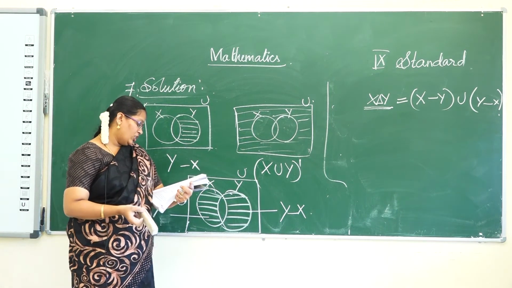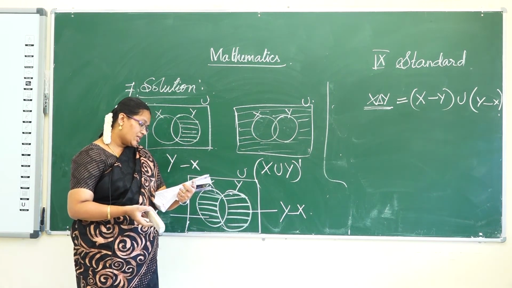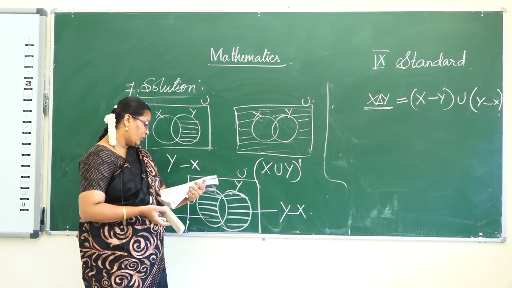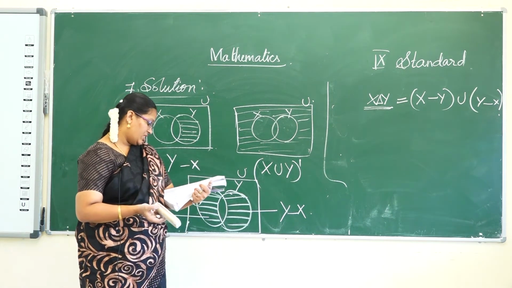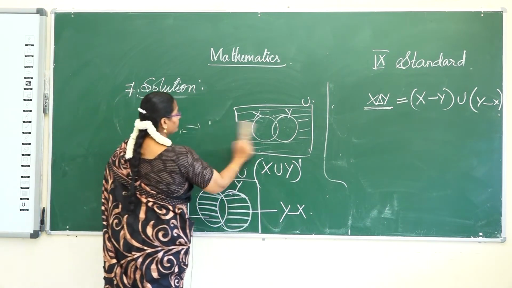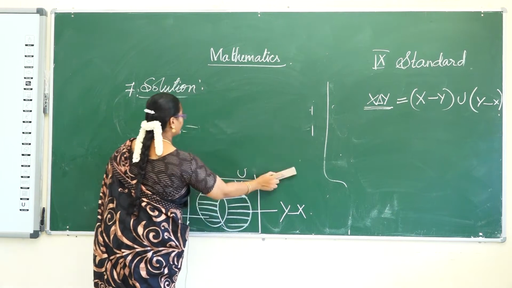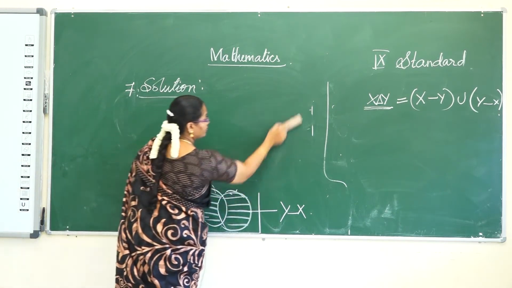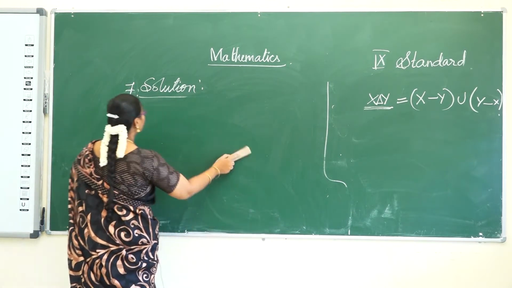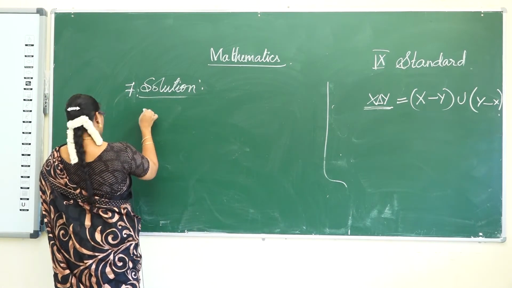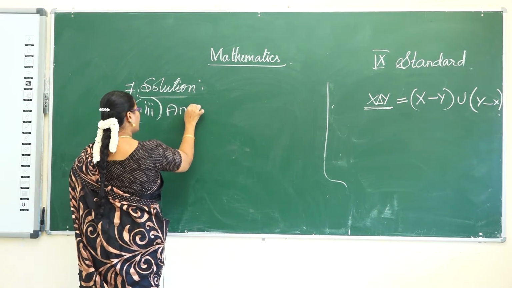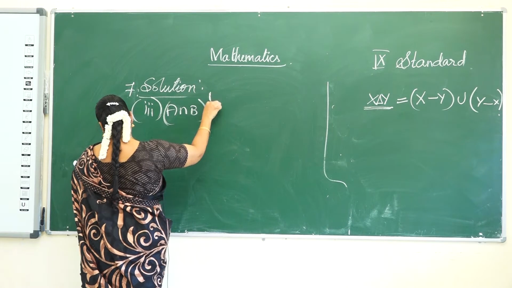Let A and B be two overlapping sets and universal set be U. Draw the appropriate Venn diagram for each of the following. So the first two are homework. Third, see the third subdivision. Seventh, third subdivision: A intersection B, the whole complement.